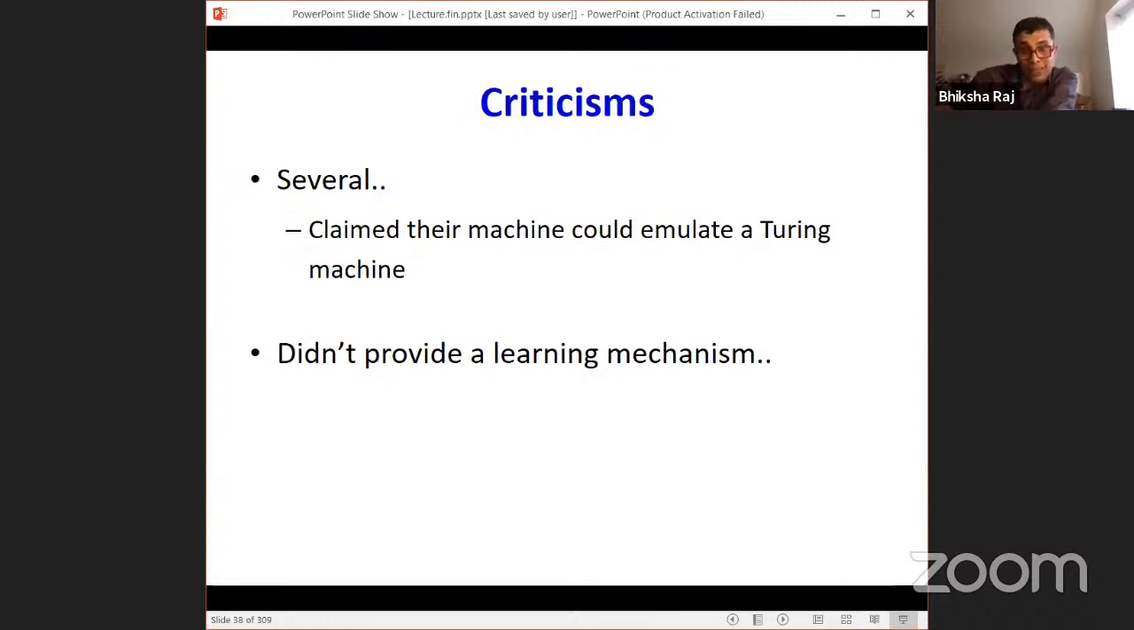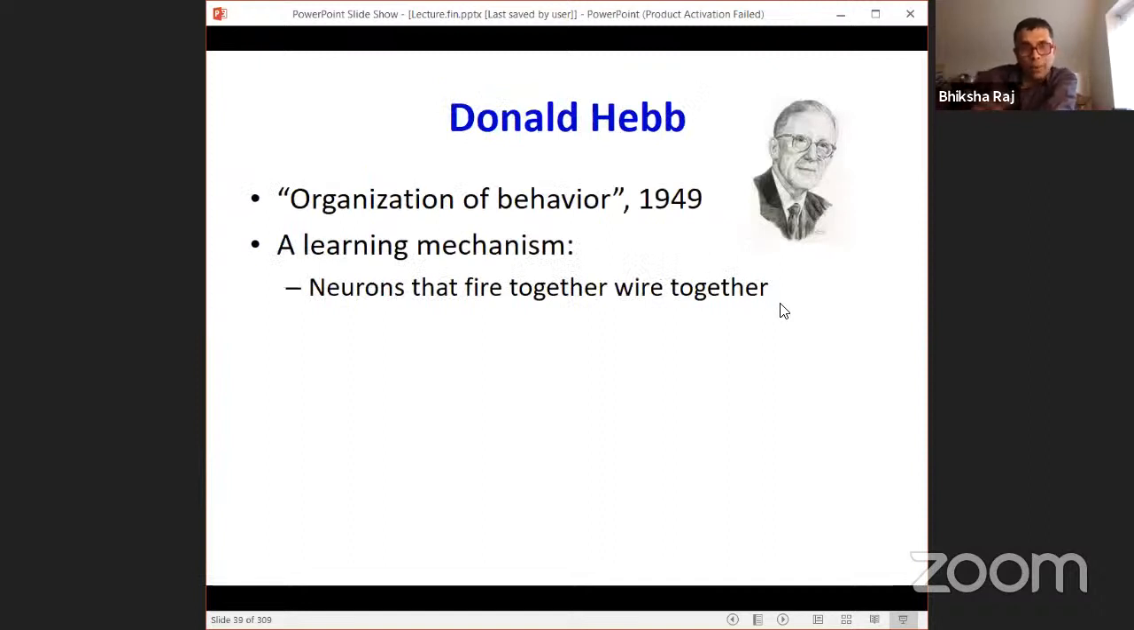And they didn't provide a mechanism through which their model could learn anything. Given it was able to emulate anything if you hand constructed it, but there was no way for it to learn to emulate a specific thing and build itself. For that, we had to wait for this guy, Donald Hebb, in 1949. Donald Hebb is another really interesting guy who was various things, including a farmer at some stage of his life. So eventually he became a neuroscientist, and he proposed this learning mechanism which said neurons that fire together, wire together.